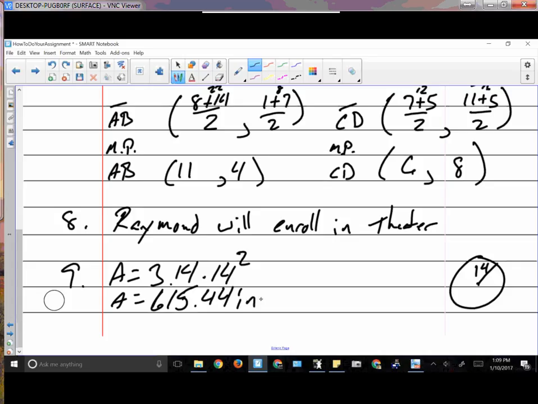Why? Because the instruction said that the seating surface of a stool of a wooden circle with a diameter to the nearest tenth. So that means that I would need 615.4 inches squared. Now, again, for those of you that are reading it and trying to do it in your head, it's not going to work so well. Yes.